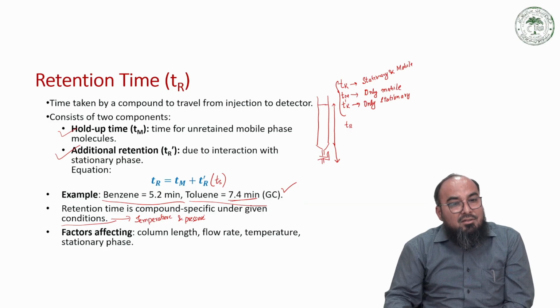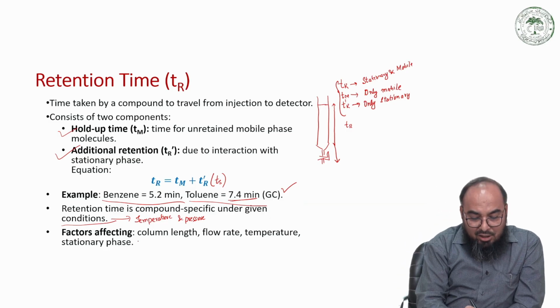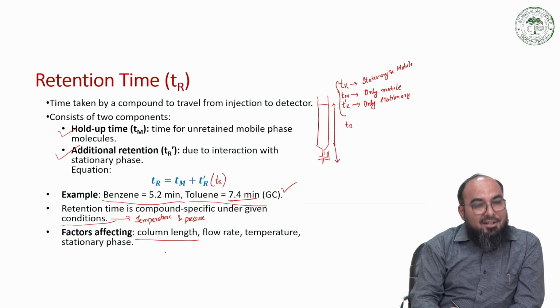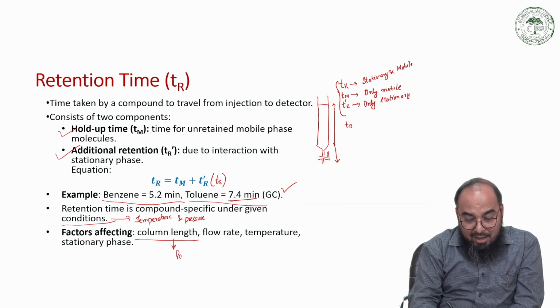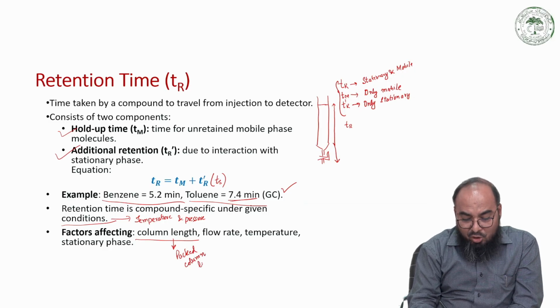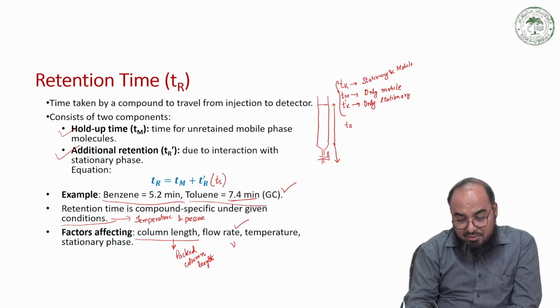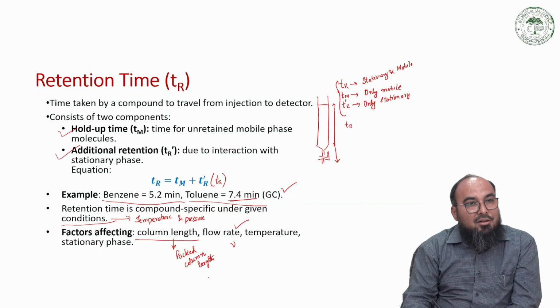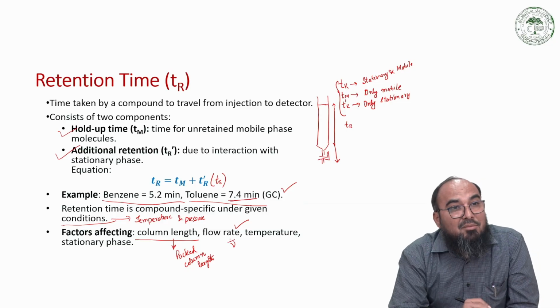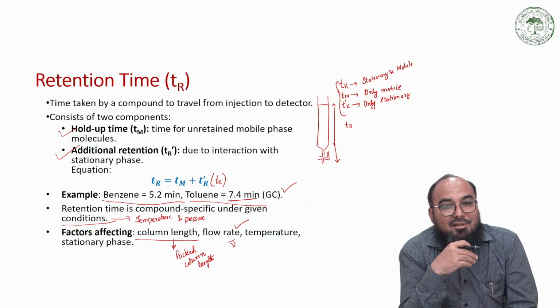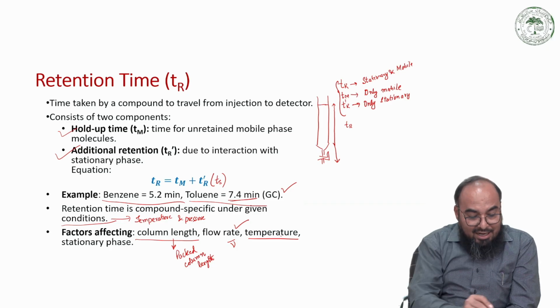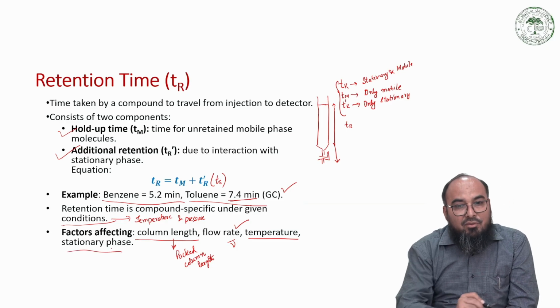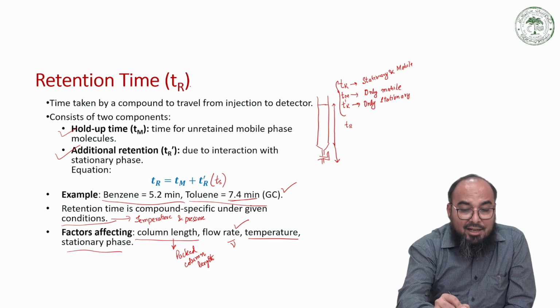So what are the factors which affect this TR? Number one is the column length. Now again I am correcting it: simply column length, or rather packed column length. Packed column length, this is more specific. And then of course flow rate, that is V, and specifically average flow rate, because we always talk about the average quantities. Similarly the parameter and the stationary phase. So these are the factors which affect the retention time, TR.